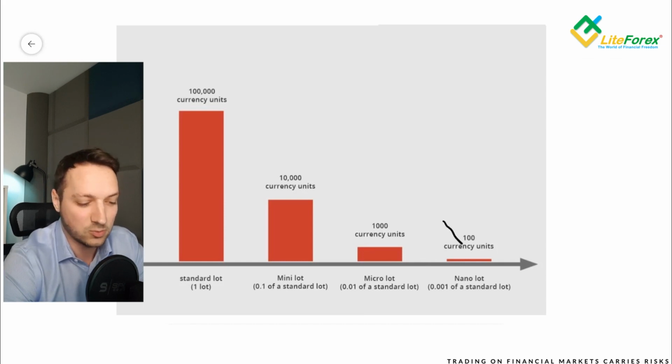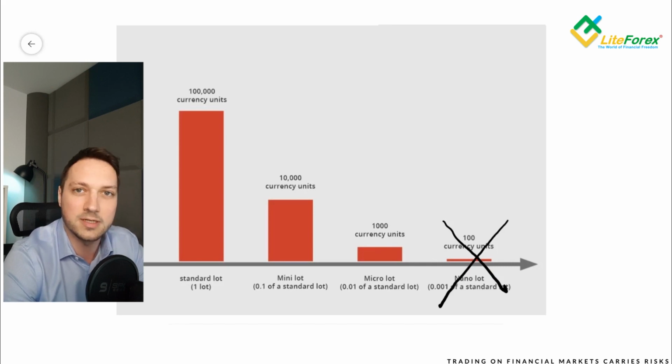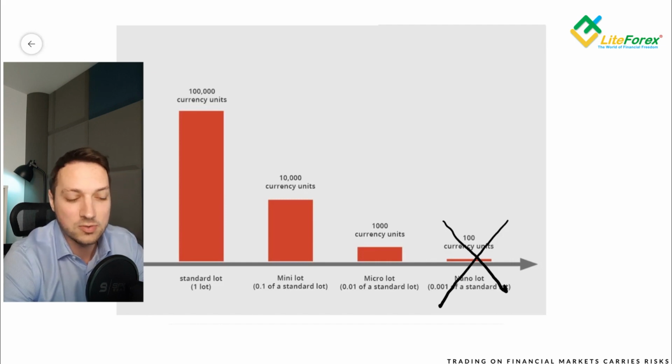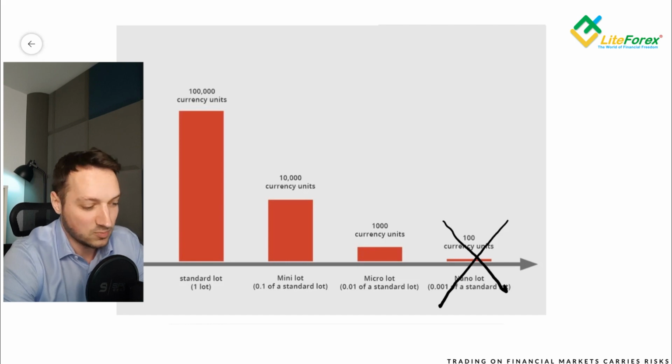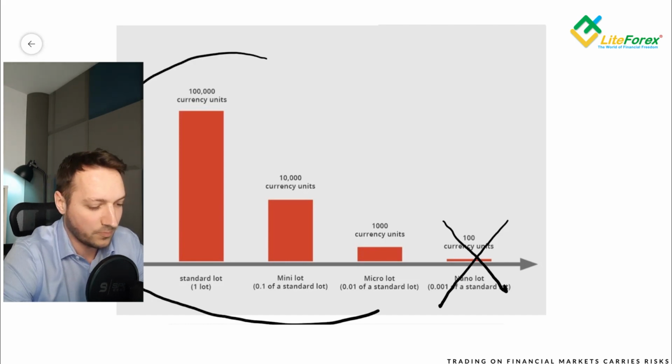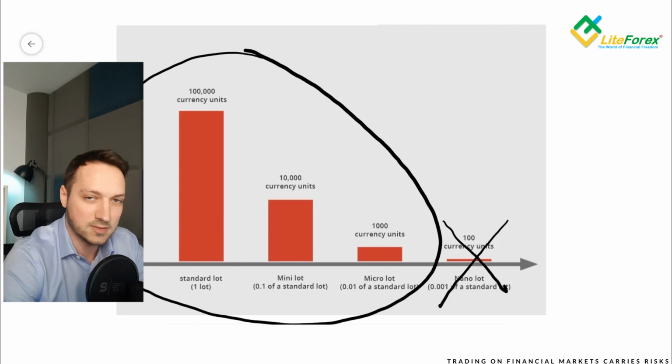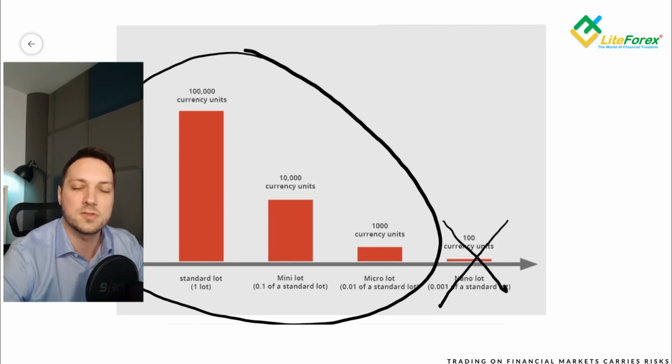But we will not deal with the nano lots because they concern only the cent accounts, and of course LiteForex offers a cent account, but not in every country. So you need to ask your account manager about the offer of a cent account because maybe it is not available in your country. So yeah, we will just be dealing with calculations within this range. And this concerns only trading on currency pairs.